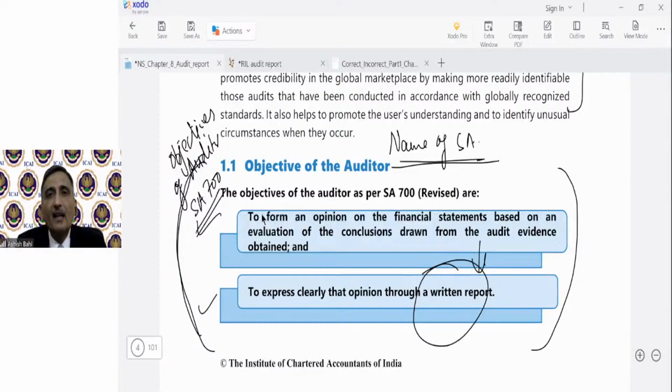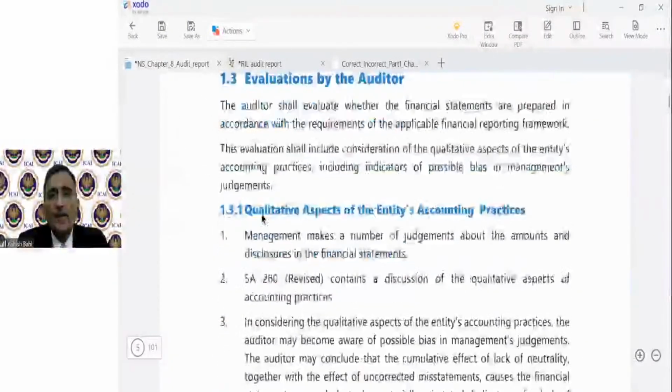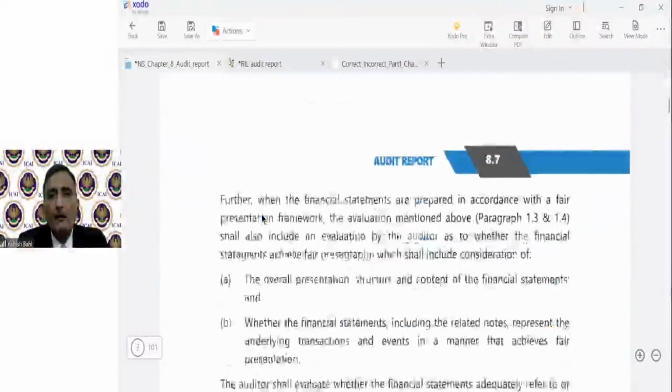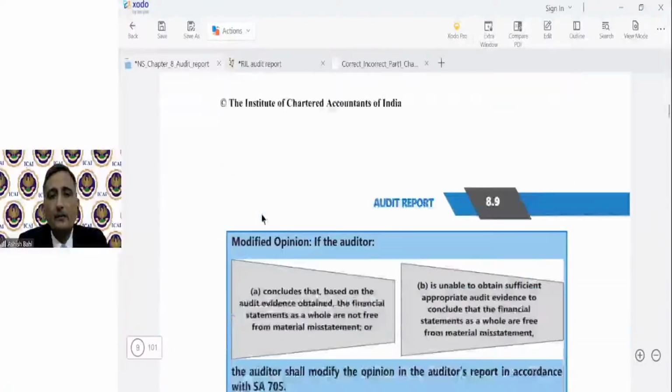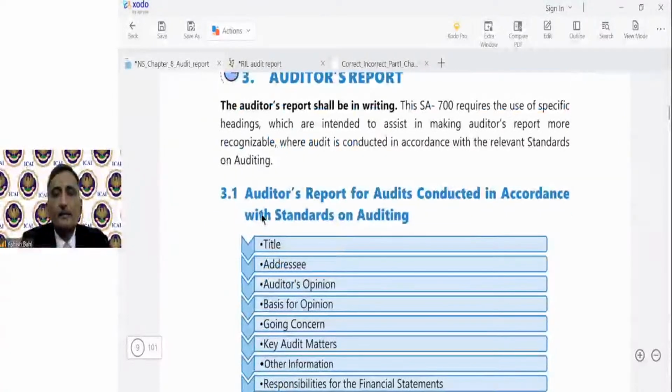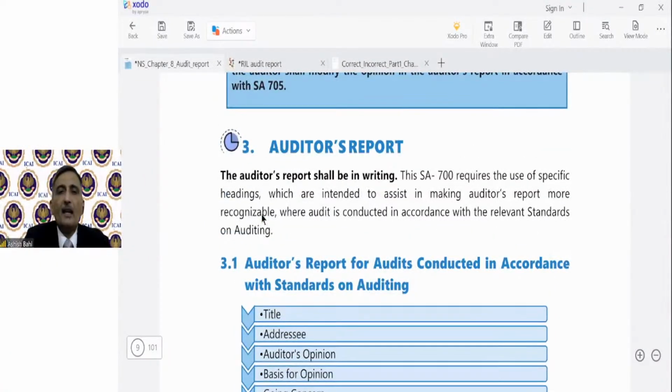So SA 700 deals with the auditor's responsibility to form an opinion on the financial statements, and it deals with the form and content of the auditor's report. So you understand the context of SA 700, Sushil. Now, students, first we shall be dealing with the form and content of the auditor's report, and then we shall be coming to these topics later on. We are at page 8.9 of module 8.